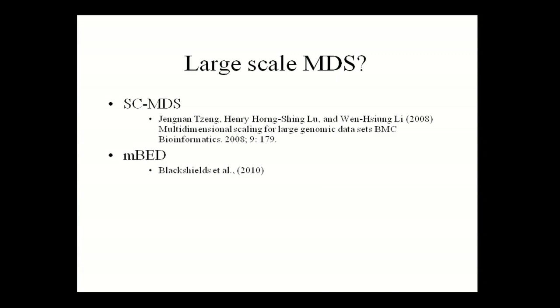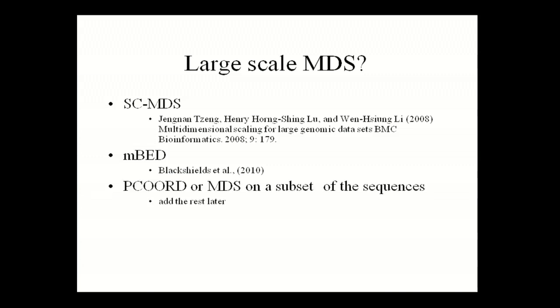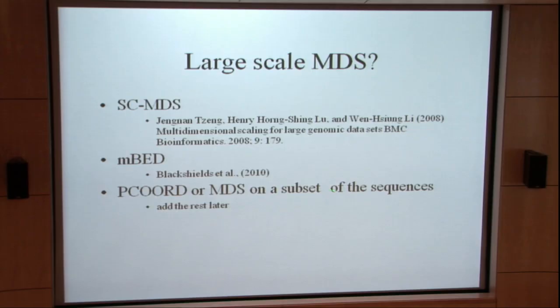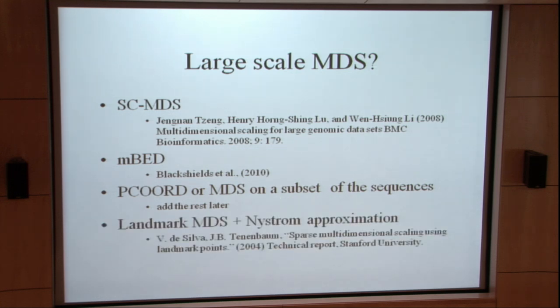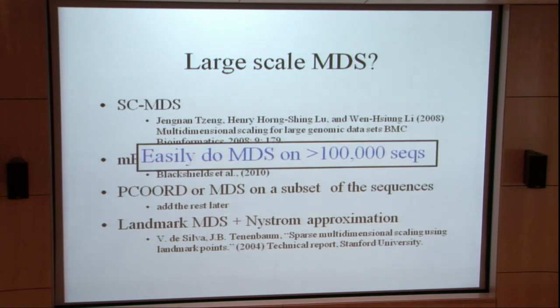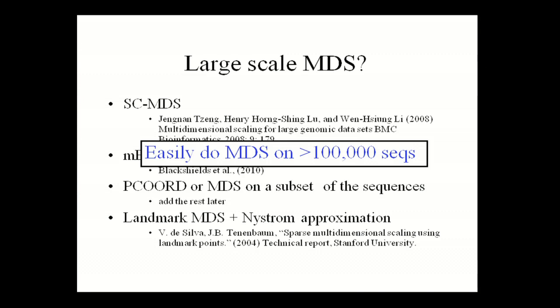I showed you Embed. Embed was a PCA rather than MDS, but the PCA was based on evolutionary distances, so that kind of fits here. That scales really well. You can do MDS on a subset of the sequences and just plot the rest in later. That scales again. Once you've done your subset, you can add in any number, and that's linear with the number of added sequences. One that we really like, that works great, is something called landmark MDS, which I'll show you a picture for. So anyway, you can easily do MDS on huge numbers of sequences.